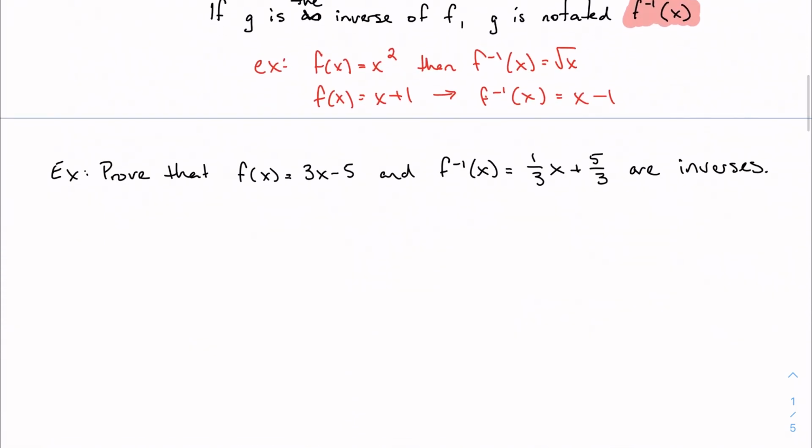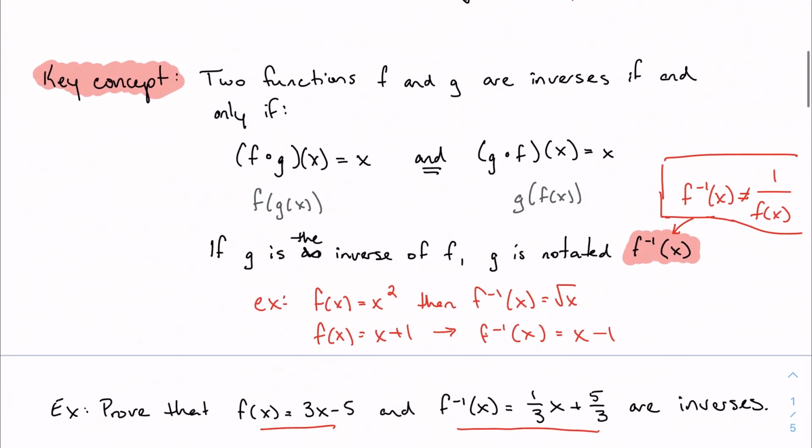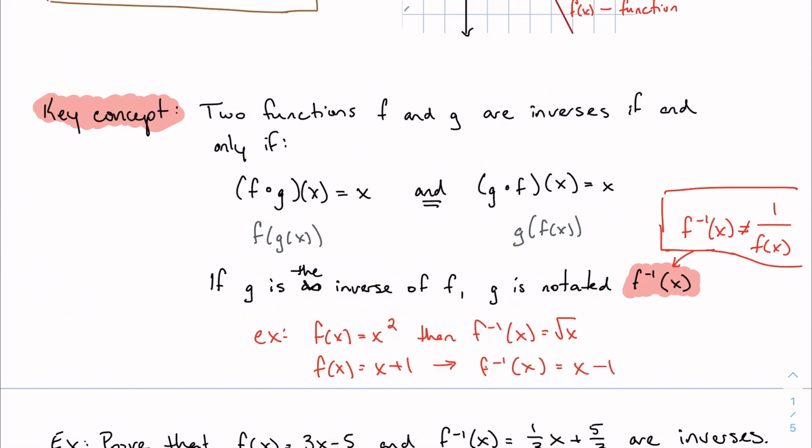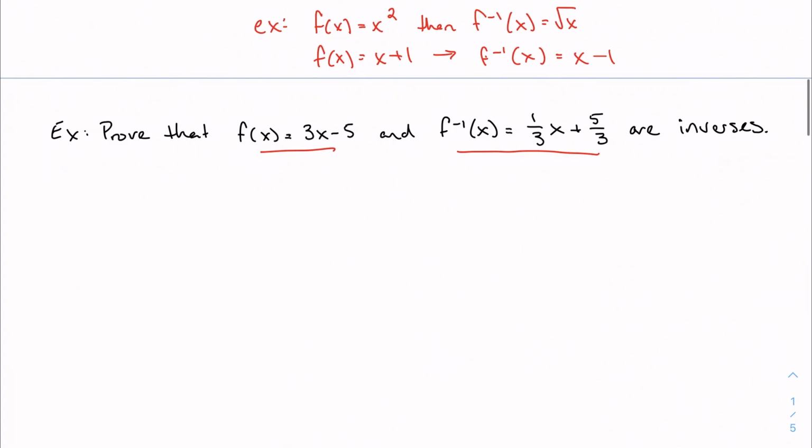So the first thing we're going to do is use this definition that we've just come up with. Prove that these two functions, 3x minus 5 and f inverse of x equals 1/3 x plus 5/3, are inverses. So how do we do that? Well, we need to check two things. I need to check that f of g of x is x and g of f of x is x. So no matter which way I compose them, they cancel out.